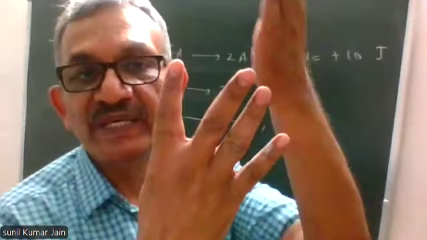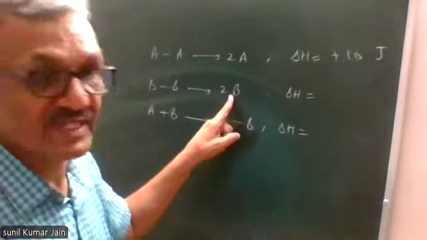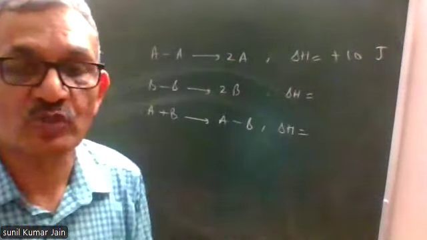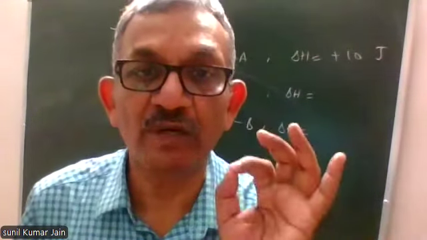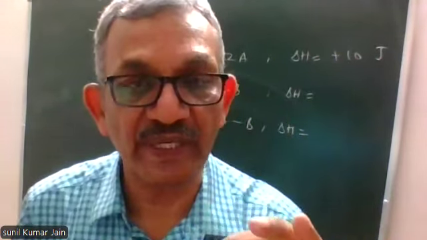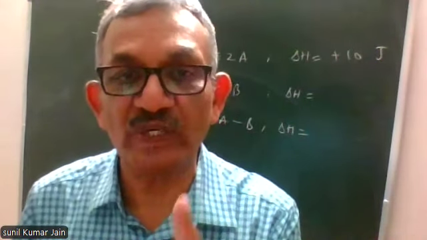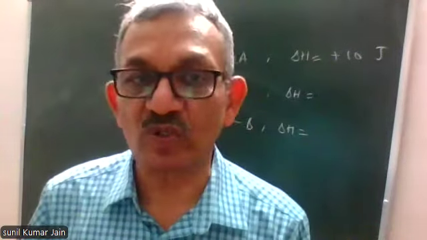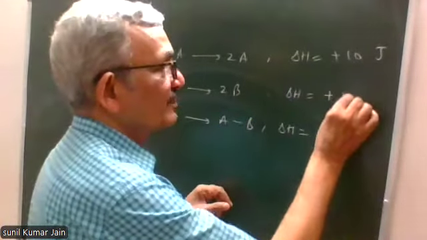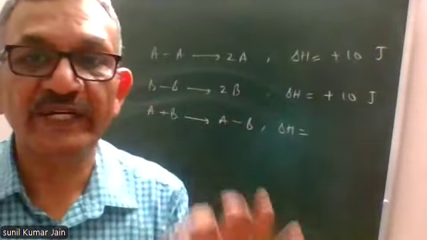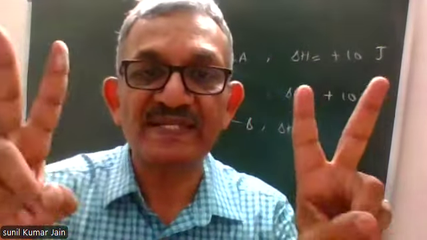Similarly, in between B and B, A will come. BB attraction will be broken. B's will be separated from each other. In this case also, the process will be endothermic. I'll have to supply some energy. Now, how much energy will be required? Since AA attraction and BB attraction are equally strong, in this case also the energy to be supplied will be the same, that is 10 joules. So a total of 20 joules of energy has to be supplied. Two A's and two B's are separated.